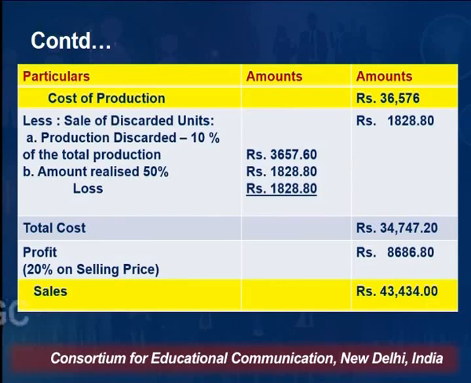34,747.20 is your total cost, and I would now find out the total selling price. The question is saying 20% on selling price. So we shall assume the selling price to be 100, profit to be 20%, and total cost to be 100 minus 20, 80. So if 80% is 34,747.2, what will be my 100%? That comes to 43,434, and the difference will be my profit.